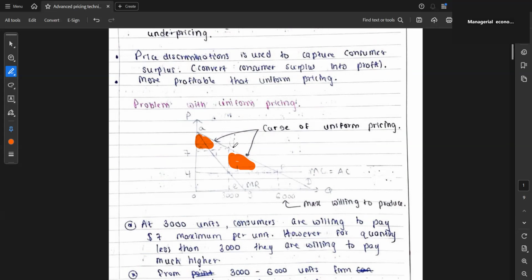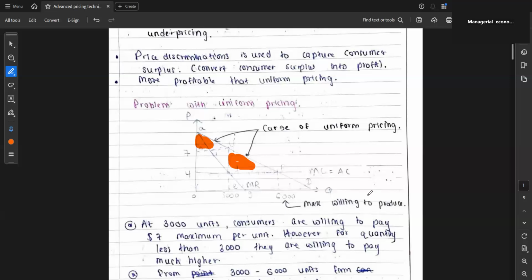So here, if the company uses the uniform pricing technique, they will have a consumer surplus of ABU, the triangle. And then if they use this uniform pricing technique, they will only be able to sell 3,000 units, and therefore they are losing the triangle of UDF, the other highlighted triangle.